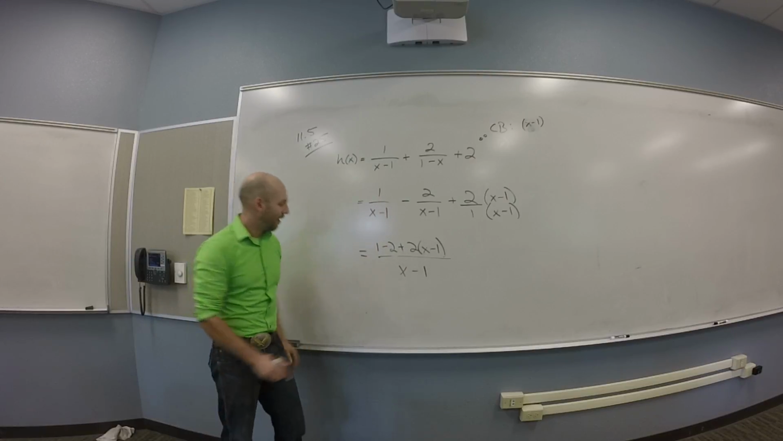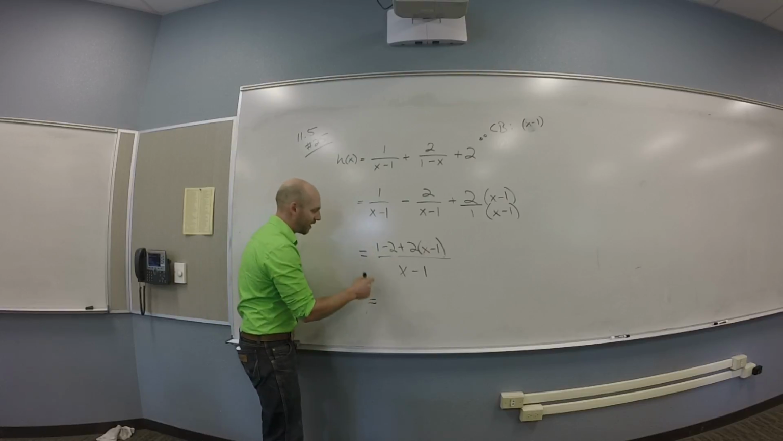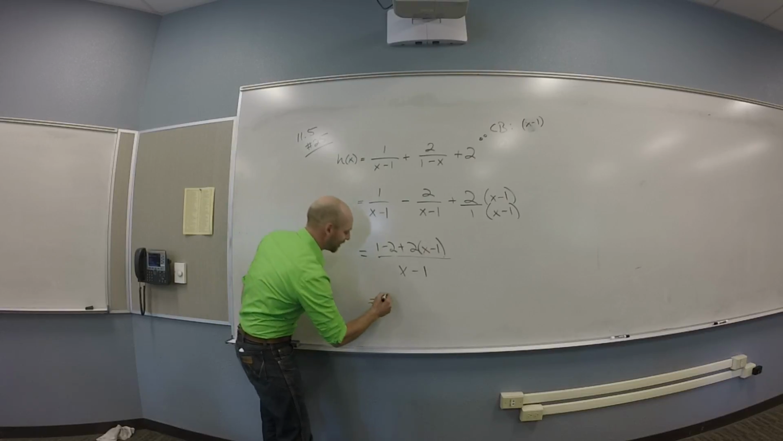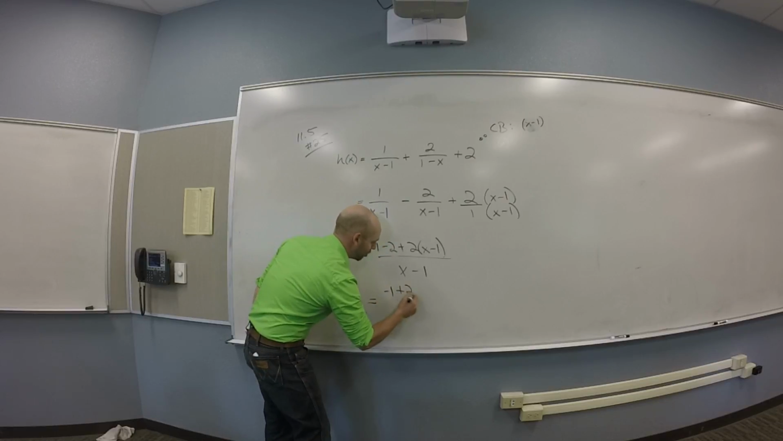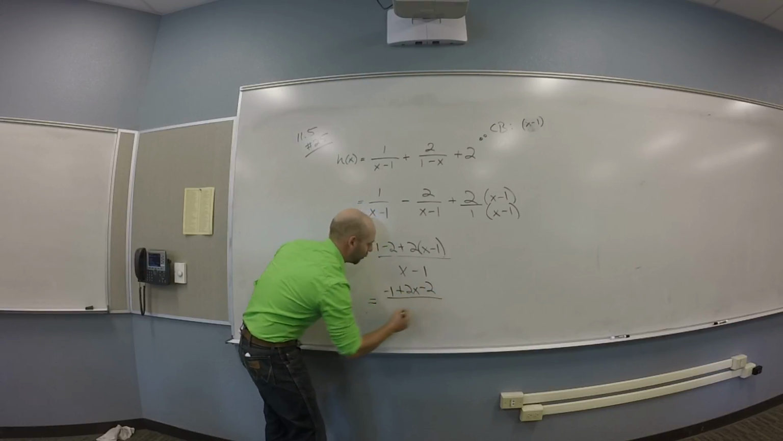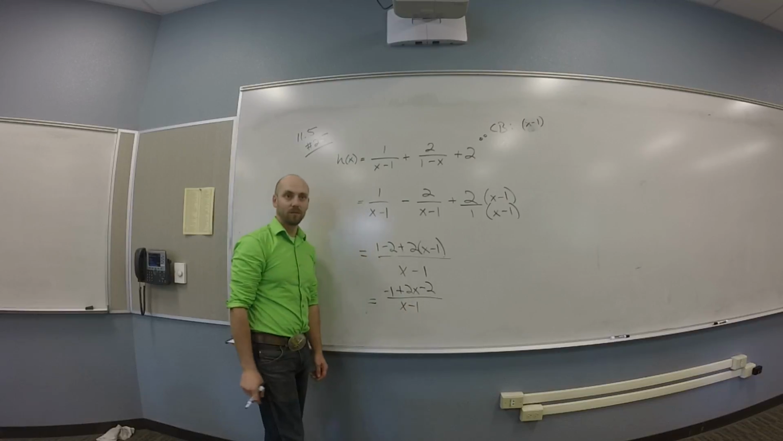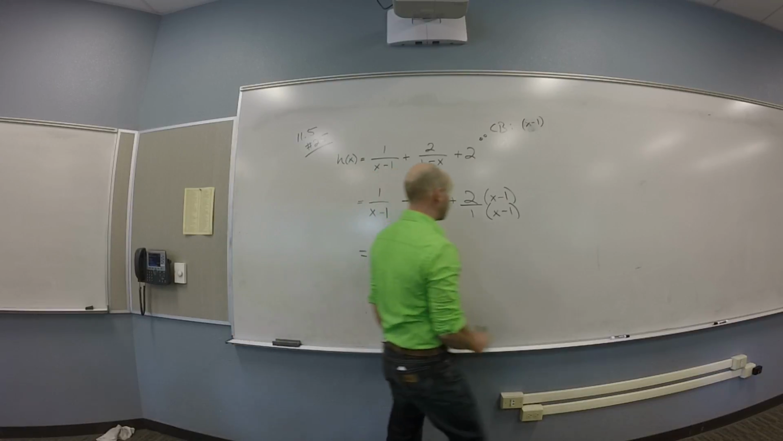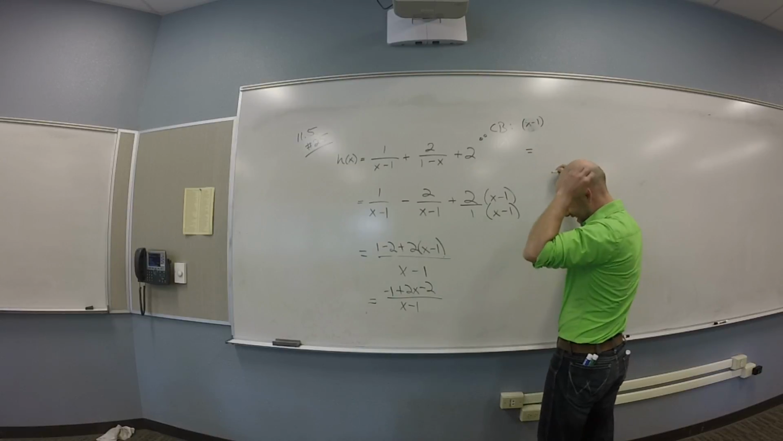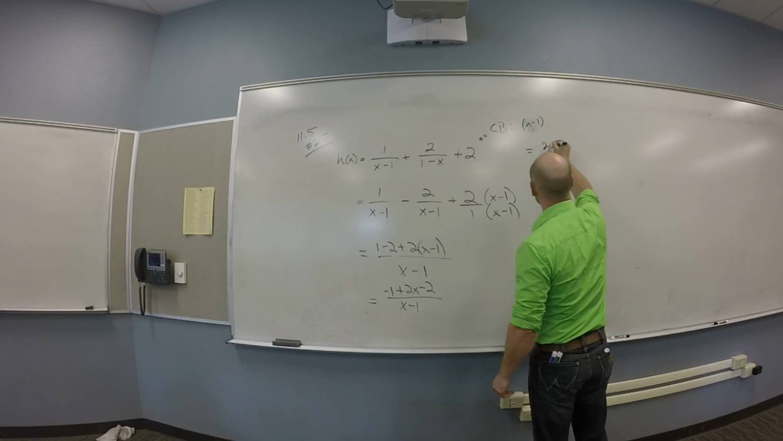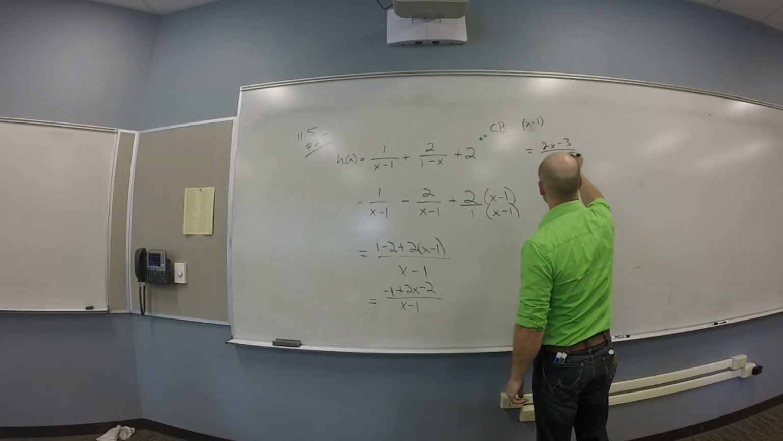So, I think I got here since you guys didn't see it, I'm going to not see it. I have minus 1 plus 2x minus 2 over x minus 1, right? Okay, which is... Don't we want just 1 over x though? Yeah, I kind of did. Hang on. I got 2x minus 3 over x minus 1, right?